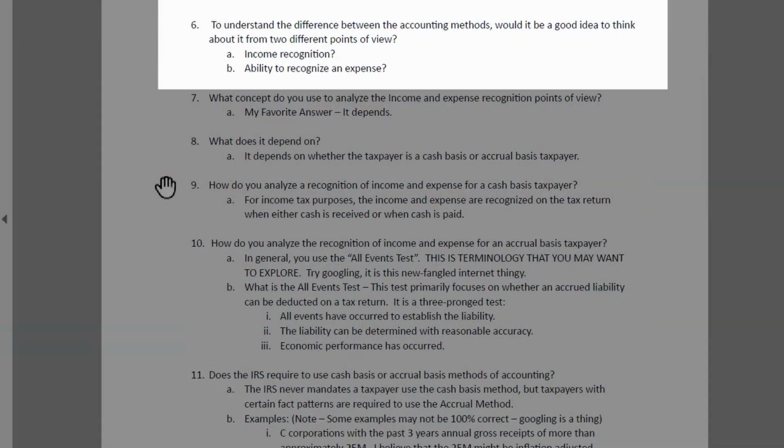To understand the difference between the accounting methods, would it be a good idea to think about it from 2 different points of view? A, income recognition, and B, the ability to recognize an expense. How do you feel about that? Would it be good to know how we recognize something for GAAP purposes and how for tax purposes? In the category of income, would it be good to know how we recognize something for GAAP and how we recognize something for tax? Yes.